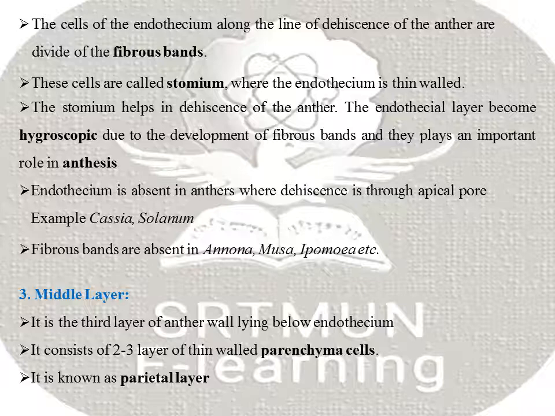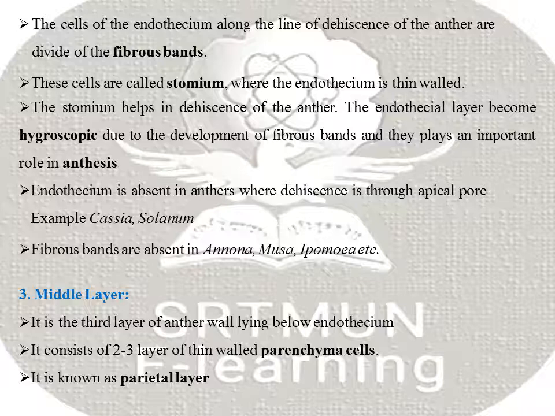These cells are called stomium, where the endothecium is thin-walled. The stomium helps in dehiscence of the anther. The endothecial layer becomes hygroscopic due to the development of fibrous bands, and they play an important role in anther dehiscence.